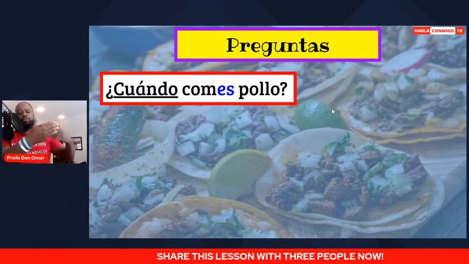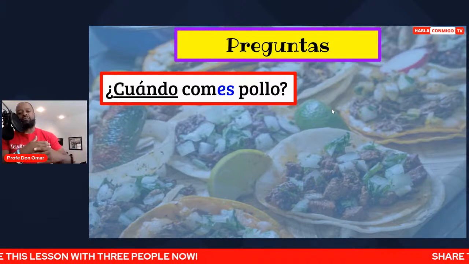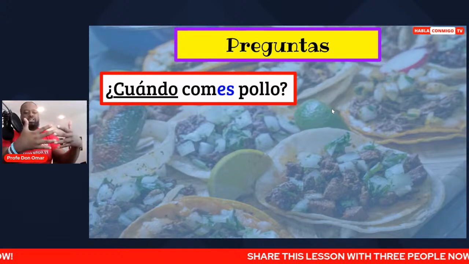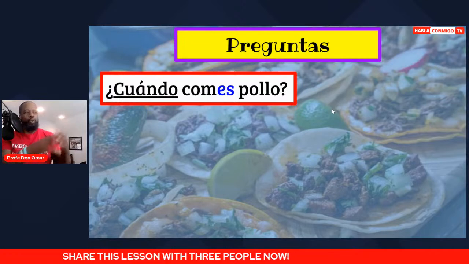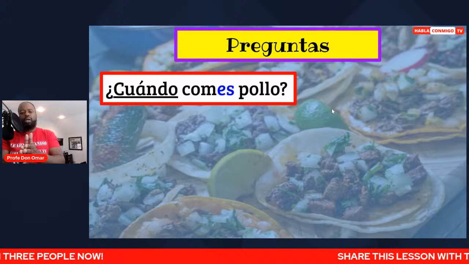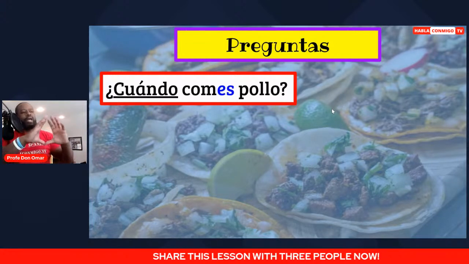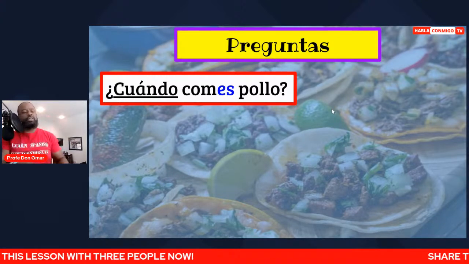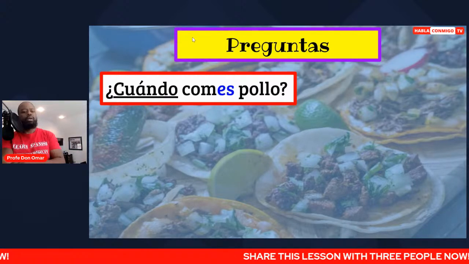Now we're relating the things that we've learned previously, our interrogatives, our question words. We're bringing those back into the fold because we want to make sure that you understand that you can mesh things together from what we are learning. We just bring them together and make things make sense. So, ¿cuándo comes pollo? When do you eat chicken? These questions aren't the greatest questions. We're learning a process. It's not about what the actual question is asking, but it does make sense for us here. ¿Cuándo comes pollo? When do you eat chicken?